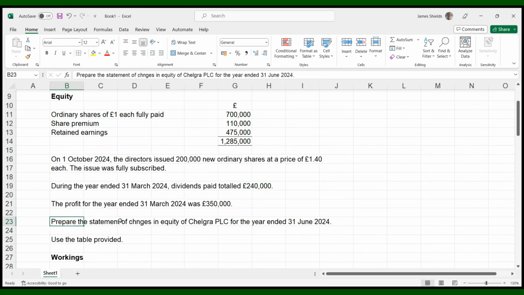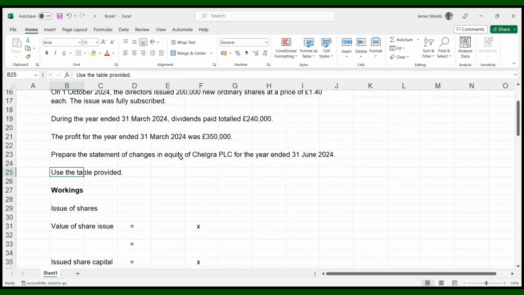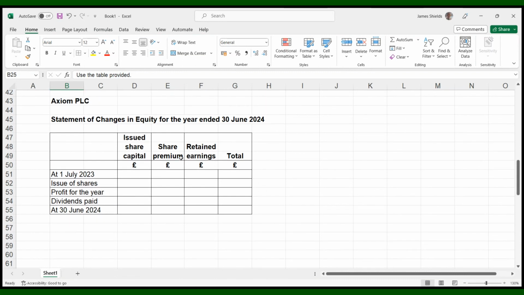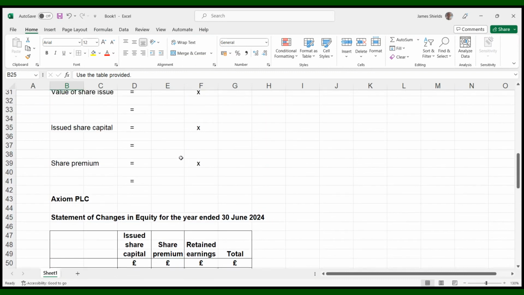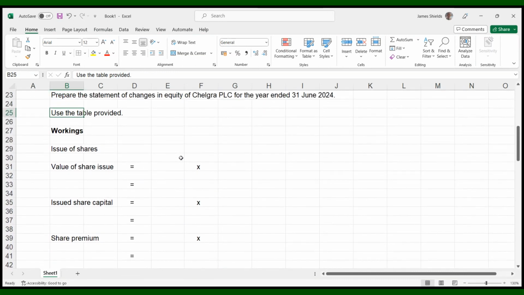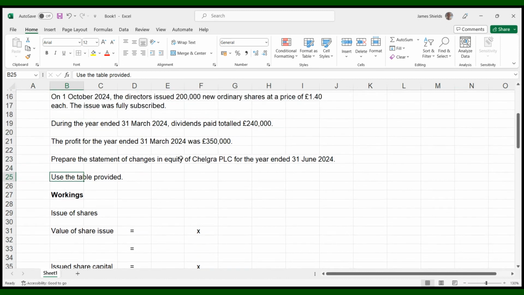So, let me just check the spelling for changes there. Prepare a statement of change in equity of Chelgra plc for the year ended the 31st of June 2024 and use the table provided. So the table provided is just down below. So it's all been sent out there for you. Now we've got some workings out to do for this one. And it's going to involve the issue of shares.